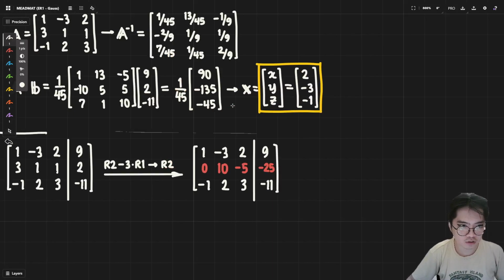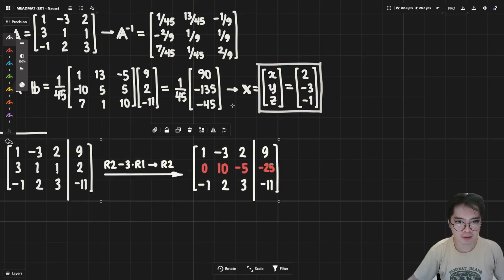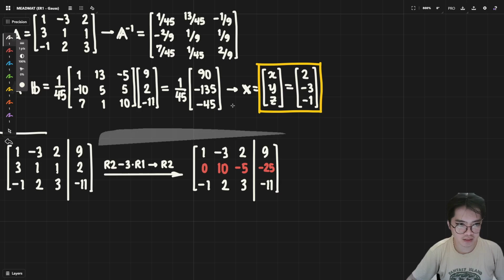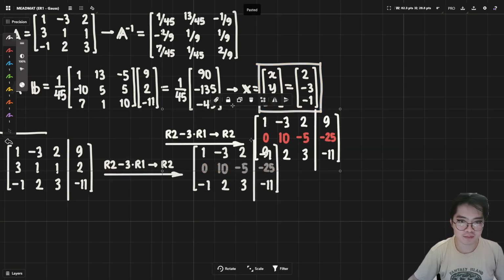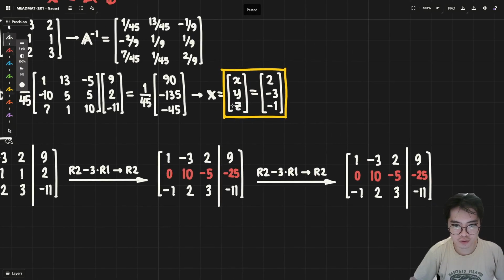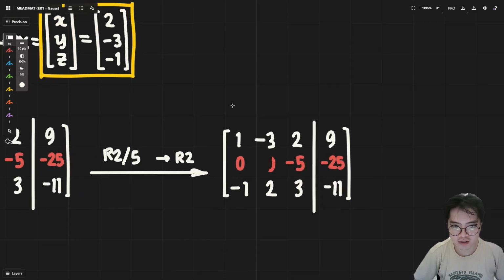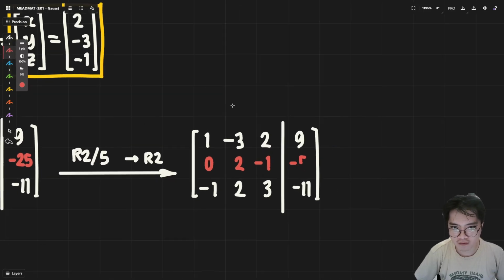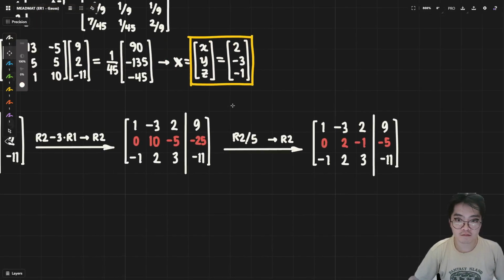Actually, let's just try and copy paste everything in here. Copy paste. I love technology. There you go. We will now divide R2 by 5. We will get 10 divided by 5 is 2. Negative 5 divided by 5 is 1. Negative 25 divided by 5 is negative 5.